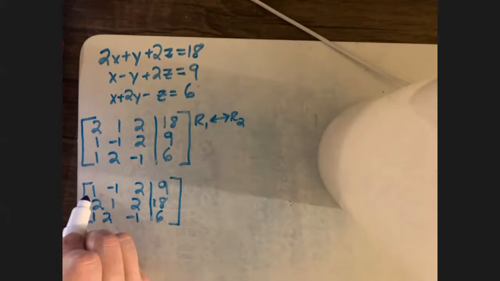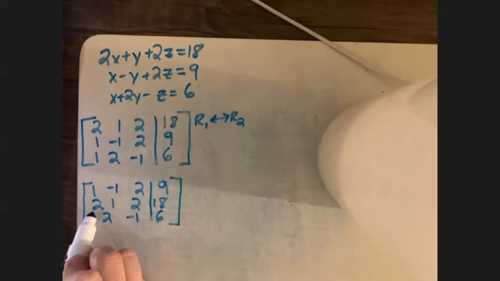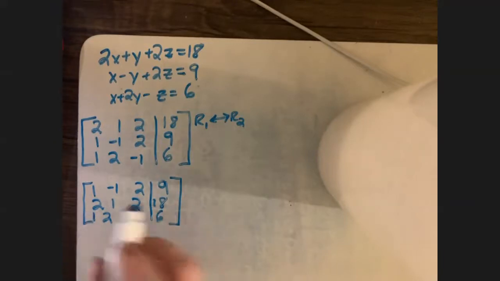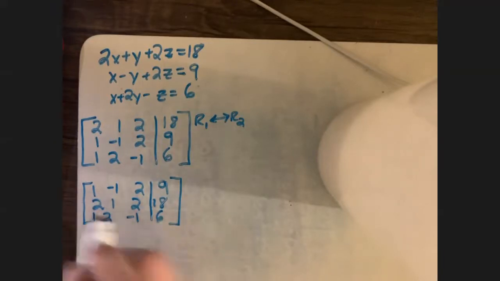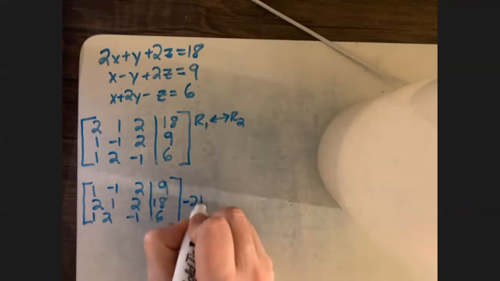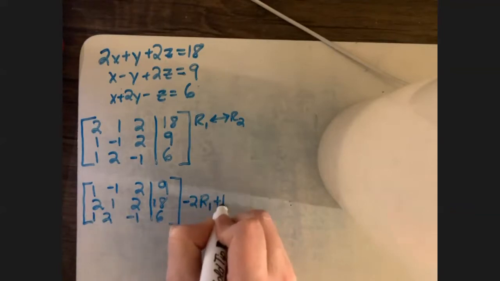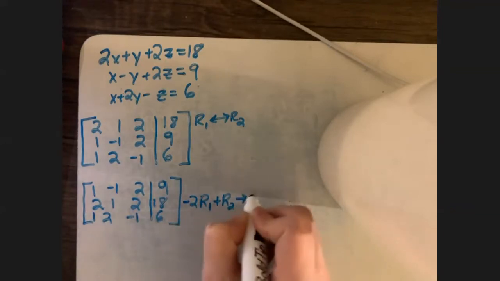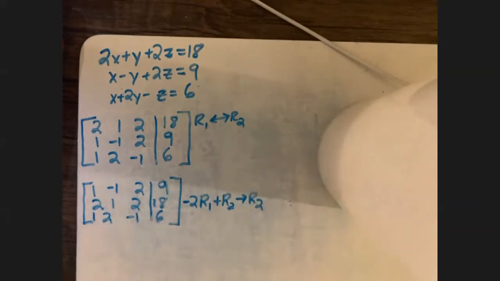Now I'm going to use row 1 to help me make zeros below it. I'm first going to focus on them one at a time. We're not going to try and do this all in one big process. I need to make this 2 go away. The reason that I like to do this is, what do I have to add to 2 to make 0? -2, yes. That's what I multiply with row 1. So I'm going to do -2 row 1 plus row 2, and that's going to be my new row 2.